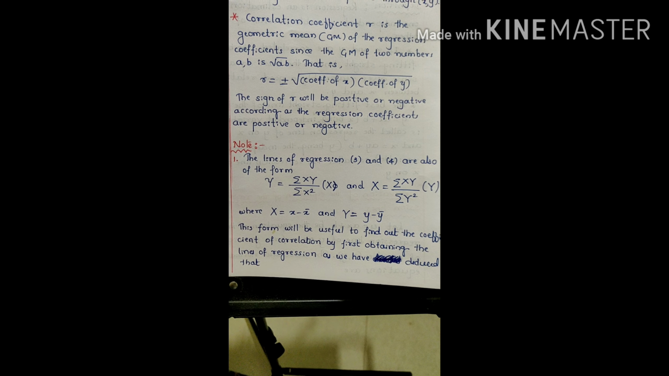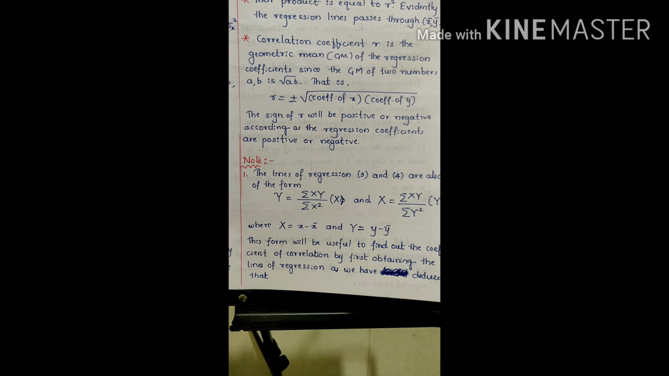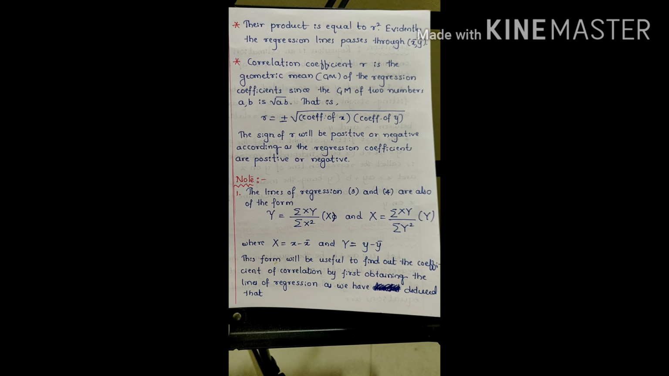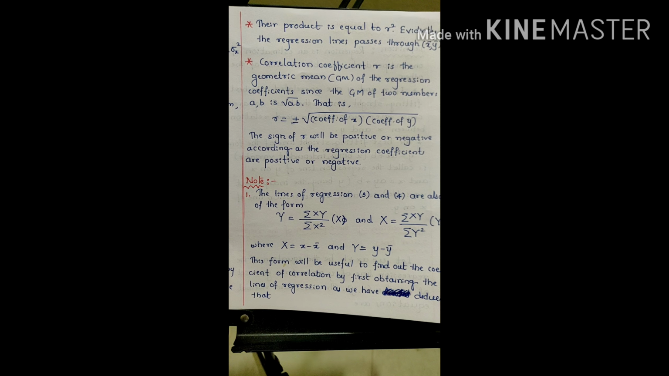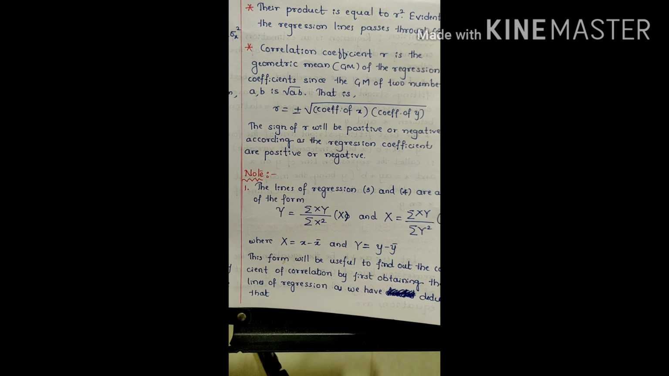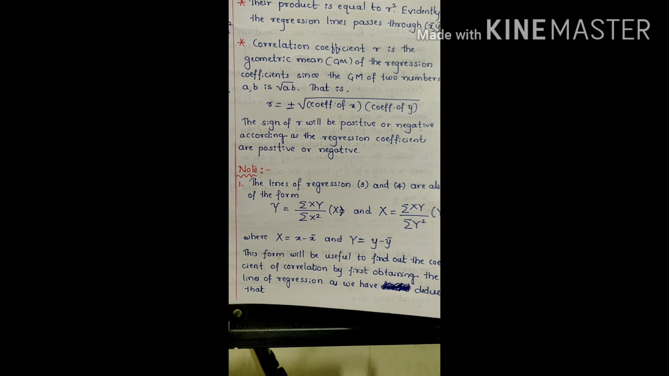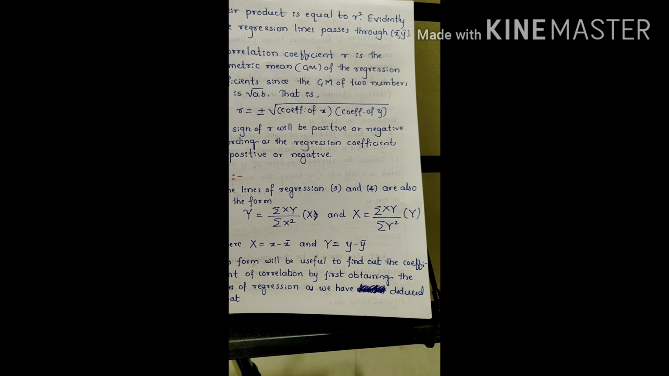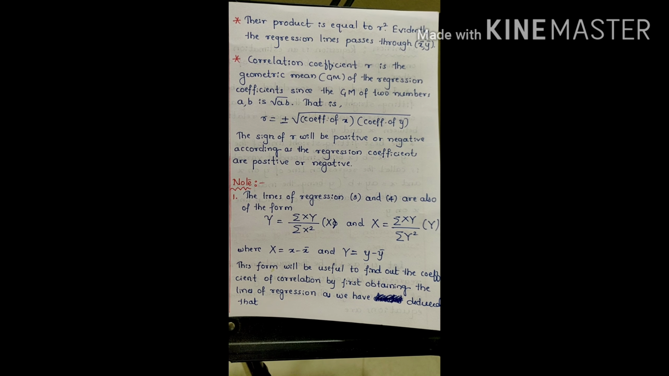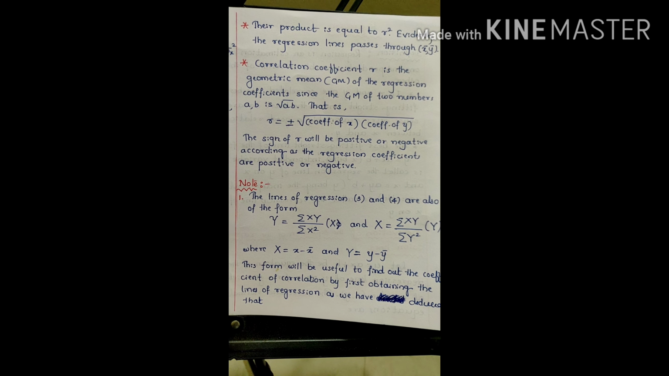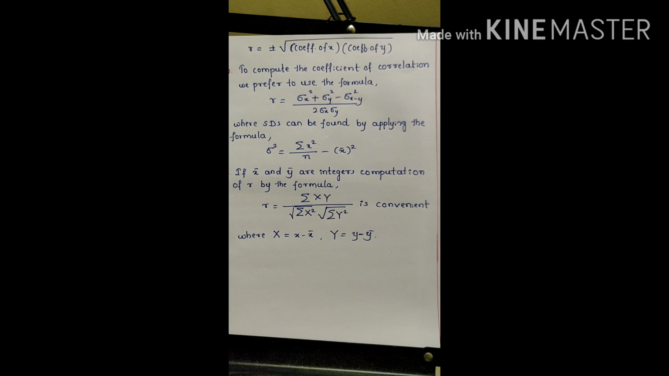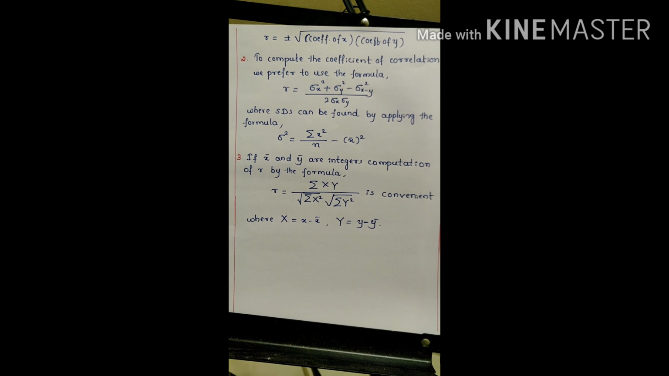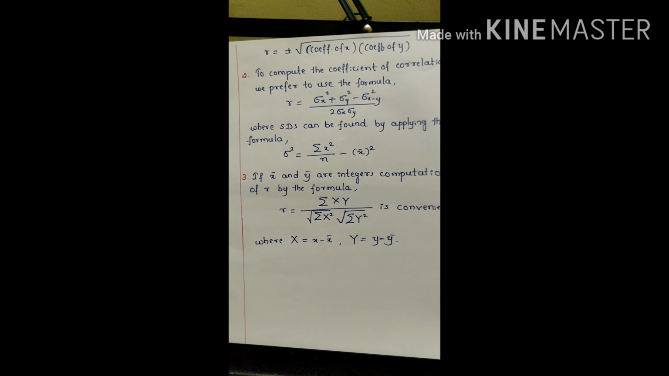Note, the lines of regression 3 and 4 are also of the form y equal to summation of XY by summation of X square into X, and x equal to summation of XY by summation of Y square into Y. The capital X and Y, which we wrote in the bracket in the formulas, are x minus x bar and y minus y bar. So this form will be useful to find the coefficient of correlation by first obtaining the lines of regression, as we deduce r is equal to plus or minus square root of coefficient of x into coefficient of y. So finding this, we are going to use those formulas.